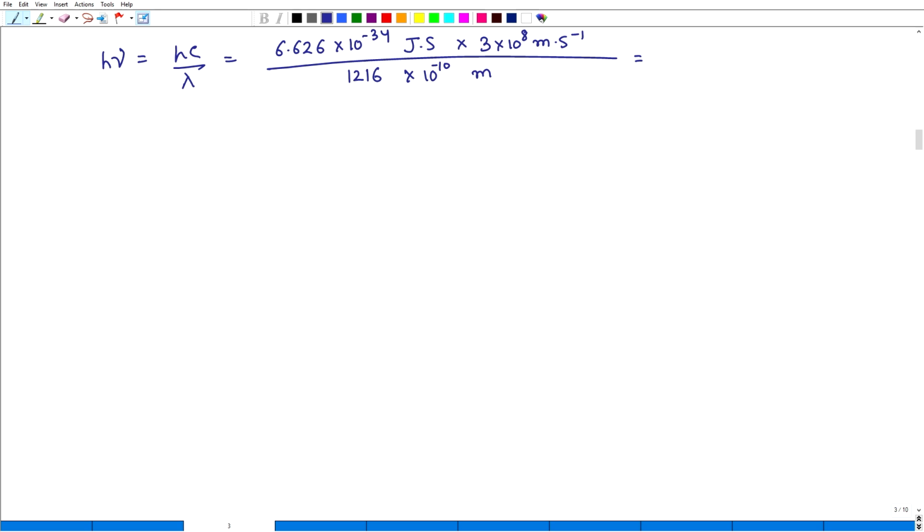Now what will be the unit? First, meter will be cancelled out, second will be cancelled out, and it should be the unit of joule. Just the value we have to calculate. It will be 6.626 into 3 divided by 1216, and 10 to the power minus 18 will go there, so it will be 10 to the power minus 16 joule, I guess. Now let me calculate this.